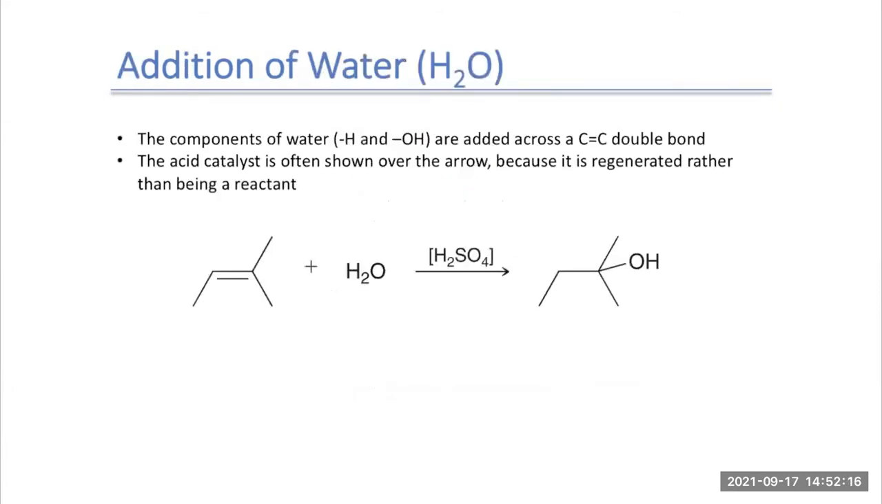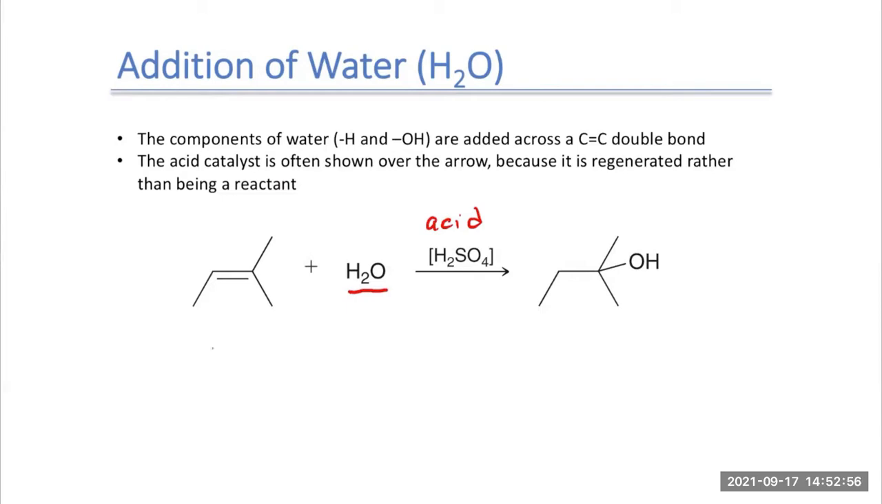When we form an alcohol, what we're doing is adding the equivalent of a water molecule to our compound. So the simplest way to form the alcohol is by adding water. Literally just add water to your alkene. And then you also need an acid catalyst. The catalyst is quite often shown over the arrow, because in the course of the mechanism, the catalyst gets regenerated. So that's why we consider it more of a catalyst and not a reagent or a reactant.